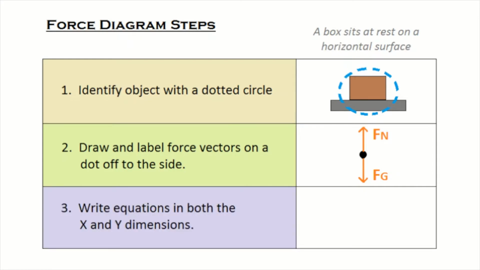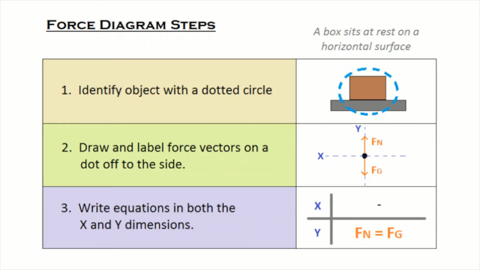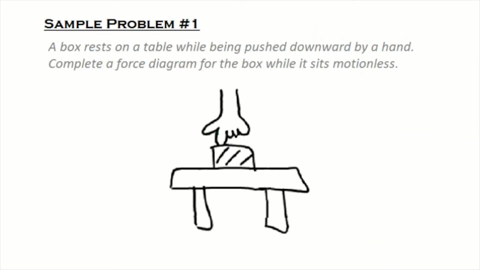Step 3 is to write equations in both the x and y dimensions. These are used to explain the motion or lack of motion of the object in each plane, x and y. So imagine we put this dot at the center of an xy grid. We're going to try to write equations in each dimension using our forces, and since there are no horizontal forces, we don't need a horizontal equation. Vertically, we want to write that Fn up equals Fg down to explain why the box is not moving up or down. Let's apply those same steps to another scenario.